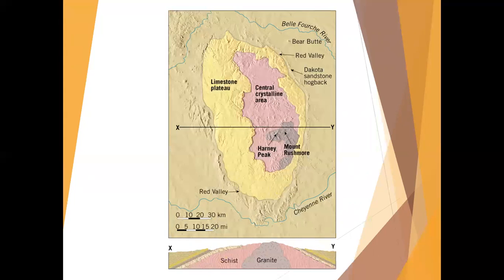So you would know that this is a dome in part by looking at it, because Mount Rushmore and those areas around it are going to be higher than the surrounding regions. But because those rocks are also much older, you know that this fold is a result of a dome structure.